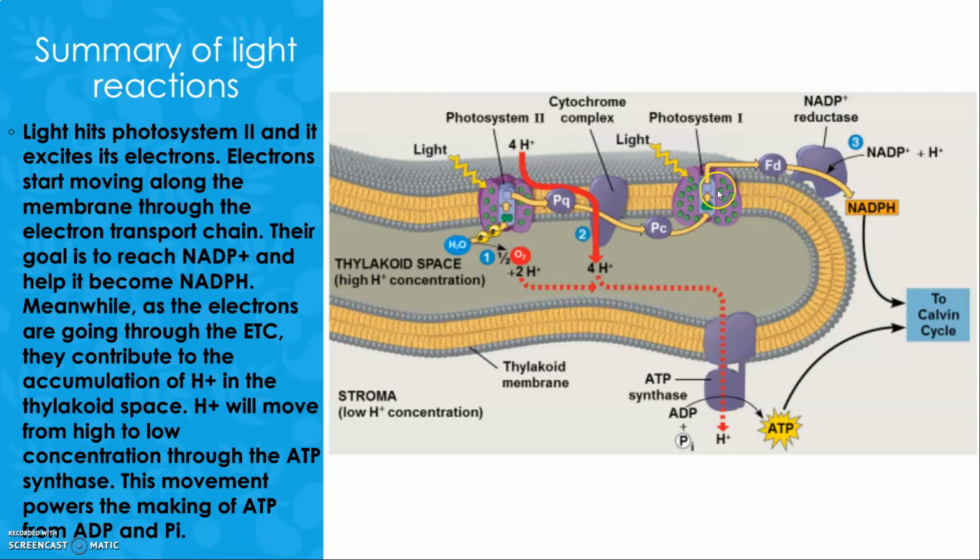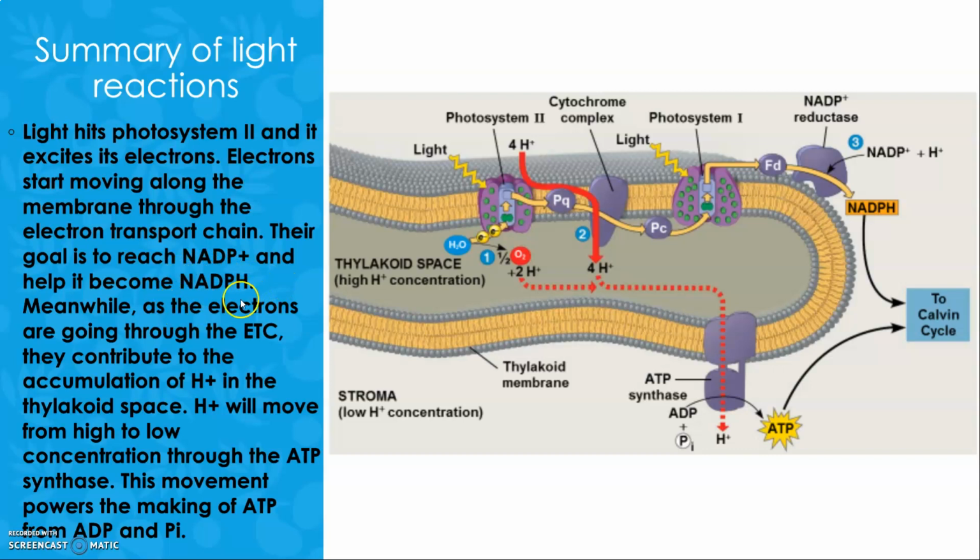Again, these electrons are trying to be loaded onto this NADPH so that it can later continue into the Calvin cycle, as well as the ATP that is produced in this lower section of the thylakoids. Their goal is to reach NADP plus and make it become NADPH.